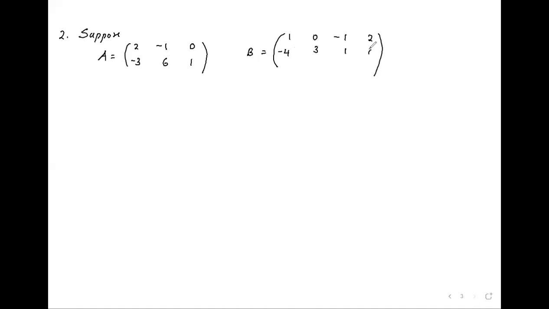Okay, what about multiplication? As example 2. In the throw sheet is question 3. So suppose that A is equal to 2, negative 1, 0, negative 3, 6, 1, and B is 1, 0, negative 1, 2, negative 4, 3, 1, 0, 0, 3, 0, negative 2. Compute AB.